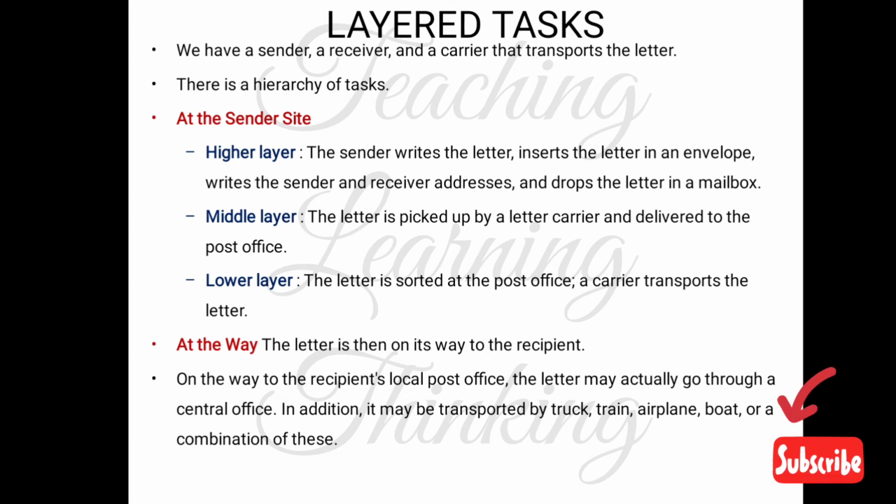Third layer, lower layer: the letter is sorted at the post office. A carrier transports the letter. On the way, the letter is then on its way to the recipient. On the way to the recipient's local office, the letter may actually go through a central office. In addition, it may be transported by truck, train, plane, boat, or a combination of these.